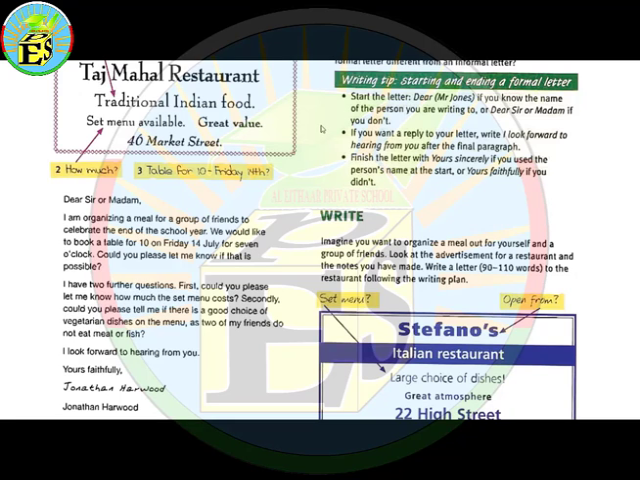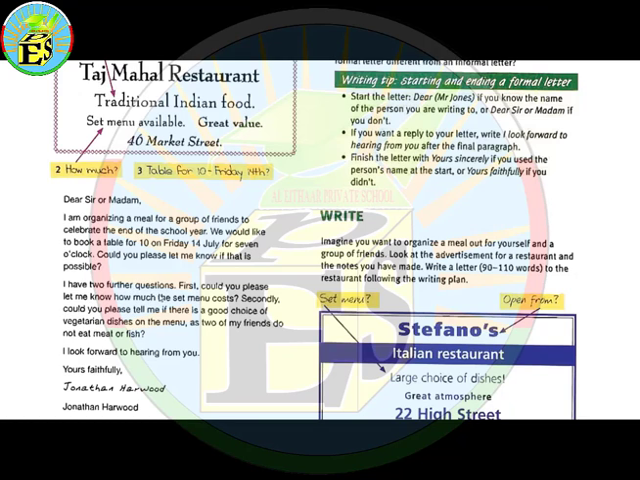So we were asked to match the requests with the notes that we have in the advertisement. Could you please let me know if that's possible? So he wants to know if it's possible to get a table for 10 people on Friday 14th. Alright, so this is a request. Could you please? He's asking him if that's possible or not. Now let's start with the second paragraph.